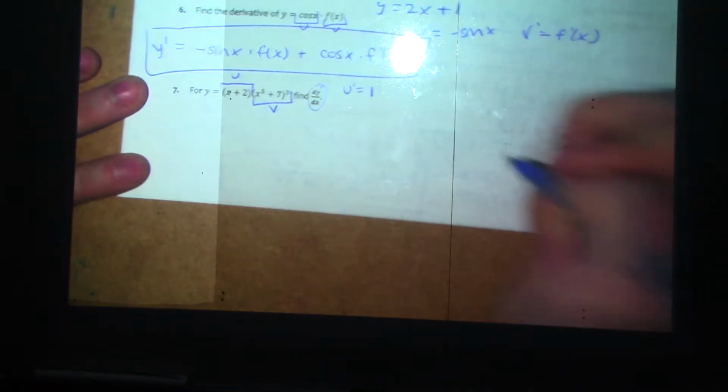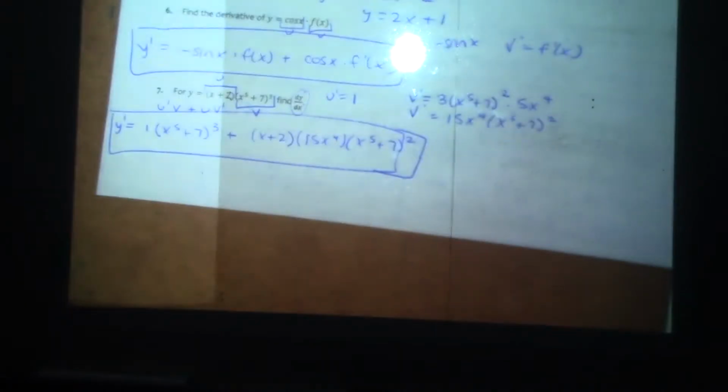U prime is easy, derivative of x plus 2 is just derivative of x, which is 1. Now v prime, I'm going to have to do off to the side, because for v prime, I would bring this 3 down, x to the 5th plus 7 now squared, and I'd still have to multiply by the derivative of the inside, 5x to the 4th. So that is 15x to the 4th times x to the 5th plus 7 squared. That is my v prime. And then now I'm ready to just plug in the product rule.